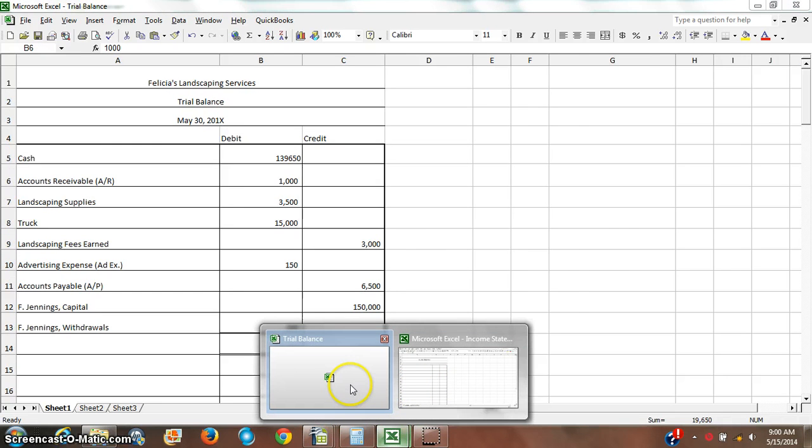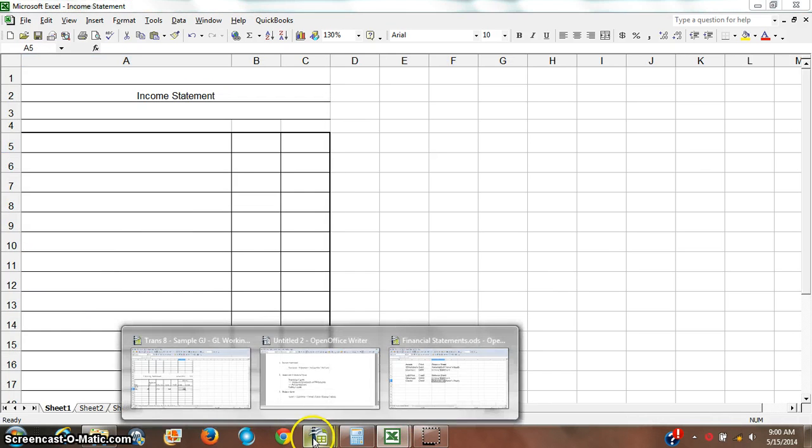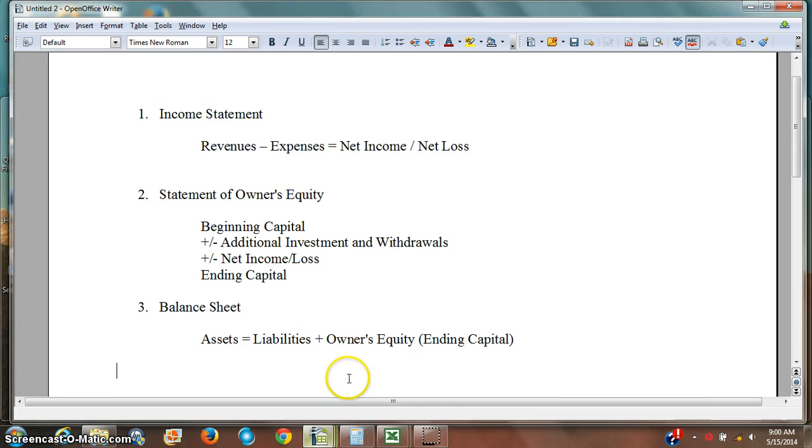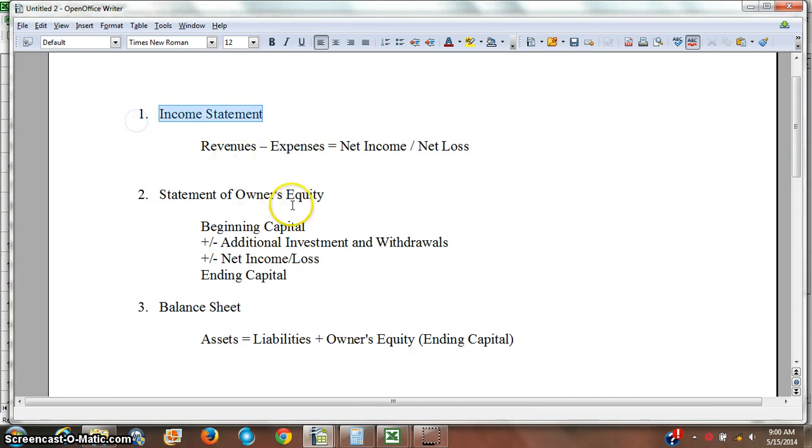In the process of creating the major financial statements, there's a clear set of steps involved. I'm going to first make the income statement, then I'm going to make the statement of owner's equity, and then I'm going to make the balance sheet. And it's important that you know these statements, the order that they go in, and also the formulas for them. And the formulas are actually very simple. The income statement is revenues minus expenses equals net income, or if you have more expense than revenue, net loss. Maybe our business made money, or maybe it lost money, just depending how the business did for the year.